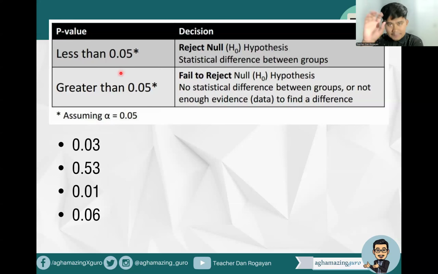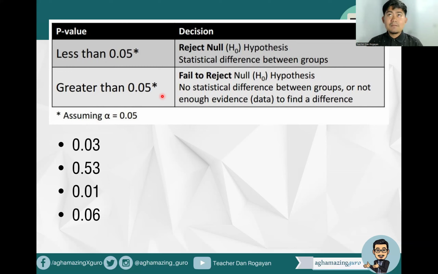Usually for educational research, in the social sciences, 0.05 is our baseline or basis. So at 0.05 or less than that, we reject the null hypothesis. That is our decision. 0.05, 0.04, 0.03, we reject the null hypothesis. So what's the interpretation? There is a significant difference between groups, because you reject the null. Now, for greater than 0.05, you fail to reject, so you accept the null hypothesis. Actually, it's fail to reject the null hypothesis, but we have gotten used to saying accept the null hypothesis.